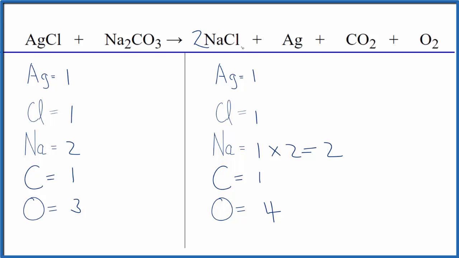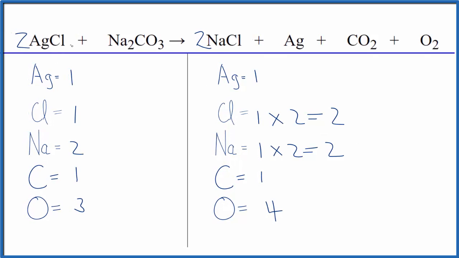2 goes to everything, so 1 chlorine times 2 gives me 2 of those. Let's balance the chlorines now. If we put a 2 in front of the silver chloride, 1 times 2, that balances the chlorines. 1 times 2 gives us 2 silver atoms. It looks like at this point we have a bit of a problem. Everything is balanced. We could balance the silver here pretty easy by putting a 2 here.